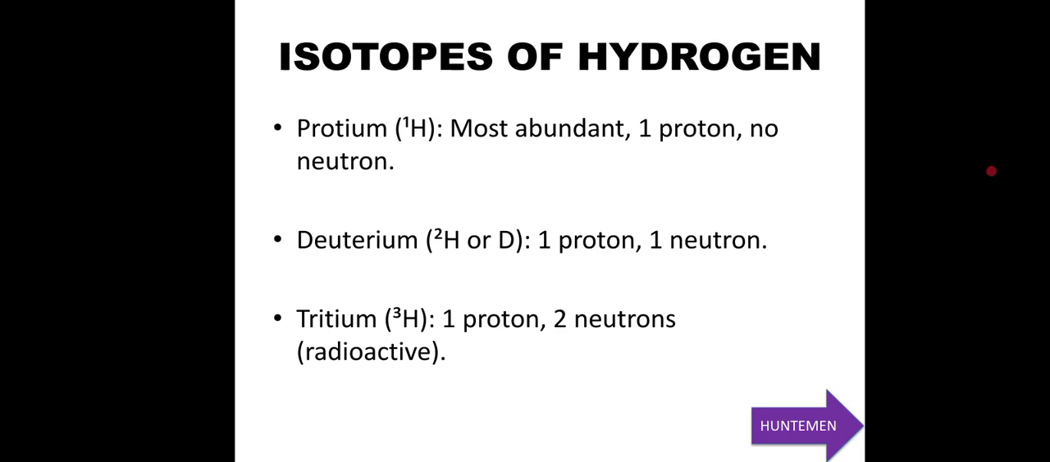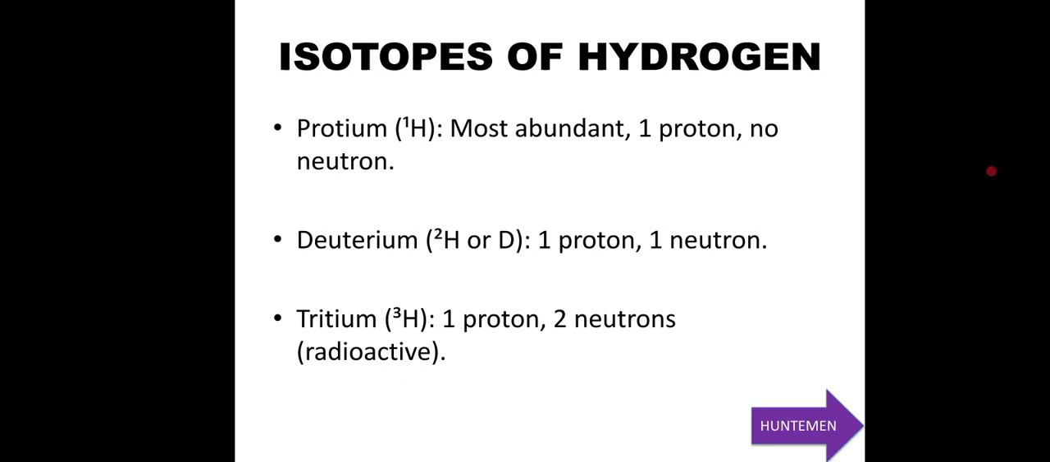So let's talk about isotopes of hydrogen. Very importantly, do you remember the definition of isotope? What is isotope? Isotopy is the phenomenon. So how do you define it? A situation whereby a particular atom has the same atomic number, but different mass number.